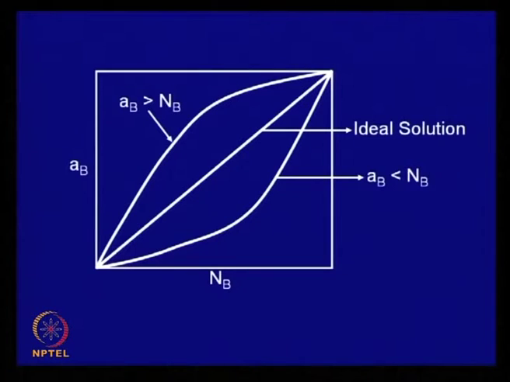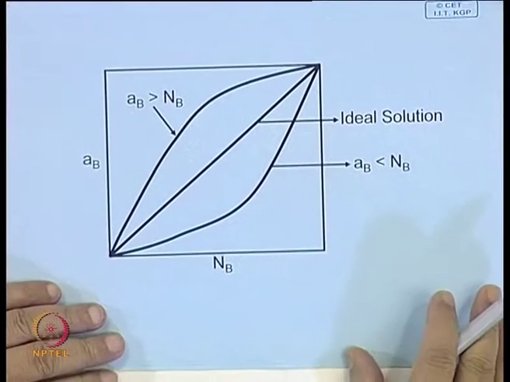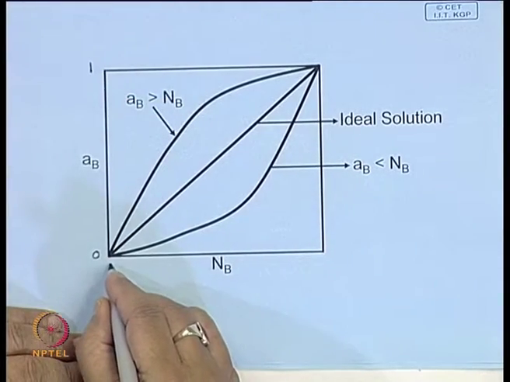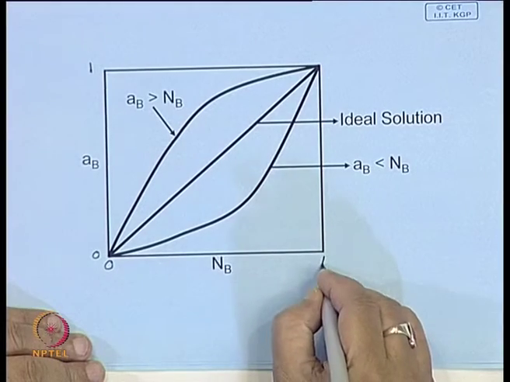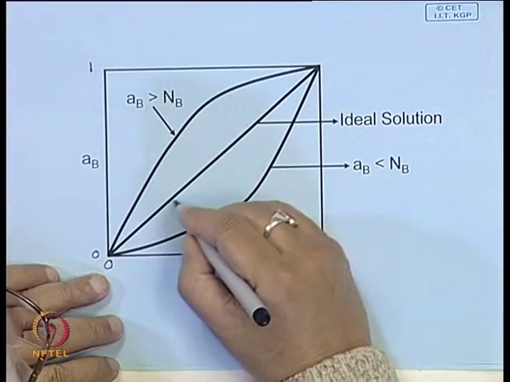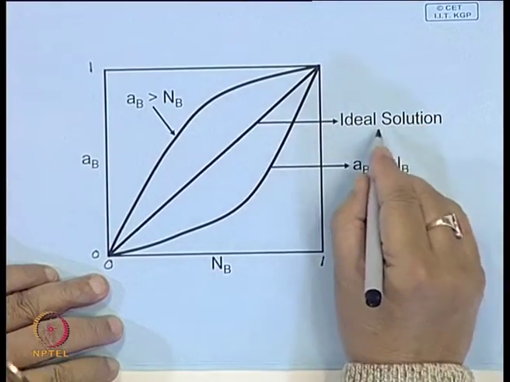And in fact, this is the famous plot, I think you must have done this in thermodynamics. So, you plot in one axis the activity of B, and in this axis the atom fraction of B. So, here this activity is 0, this activity is 1, atom fraction of B is 0, atom fraction of B is 1, and if both are equal, this is the line which represents ideal solution.